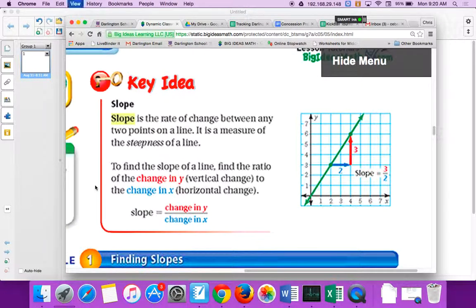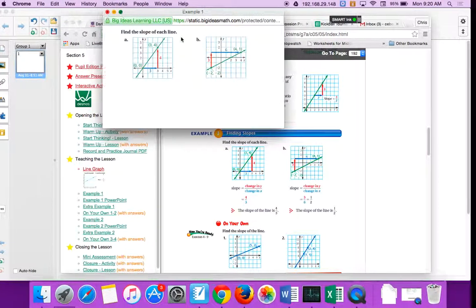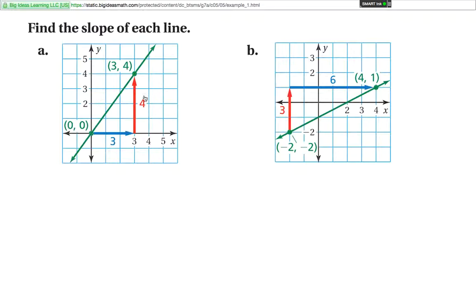Okay? All right. So let's go look at our first example here. Find the slope of each line. So we're starting at point (0, 0), also known as the origin. The origin to (3, 4). The change in the y-axis is a total of 4. The change in the x-axis is a positive 3. So going from this point to this point.